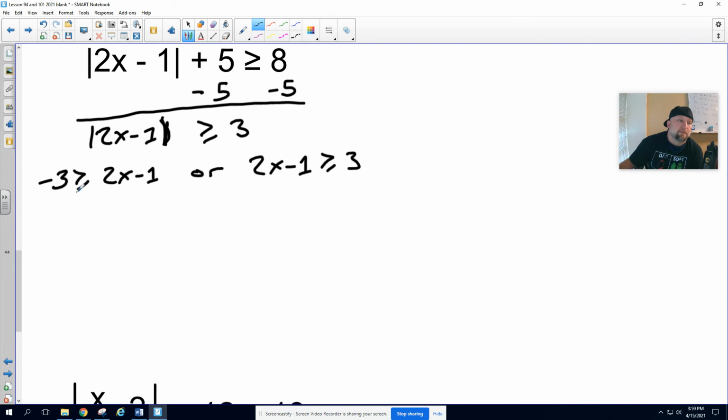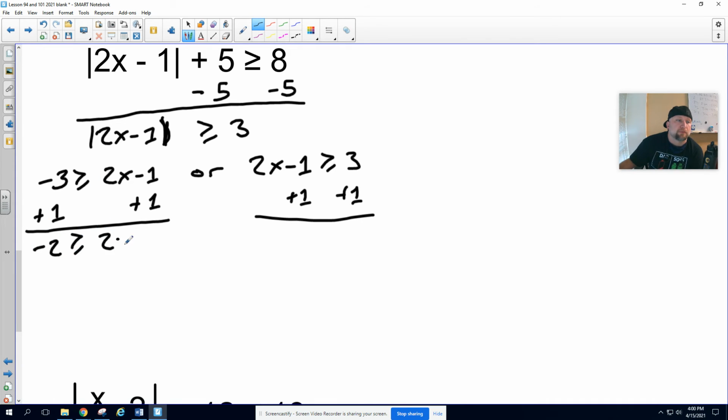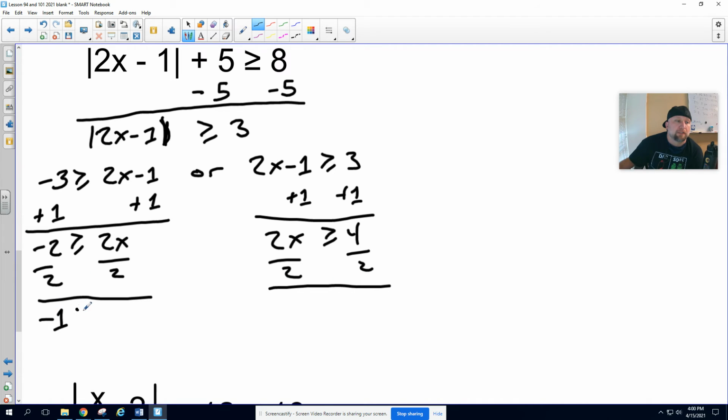So remember, this is an OR statement now. Add 1 to all sides. And that gives us negative 2 is greater than or equal to 2x, and 2x is greater than or equal to 4. Divide all parts by 2. And we get negative 1 is greater than or equal to x, or x is greater than or equal to 2. Okay. So again, graphing this inequality.